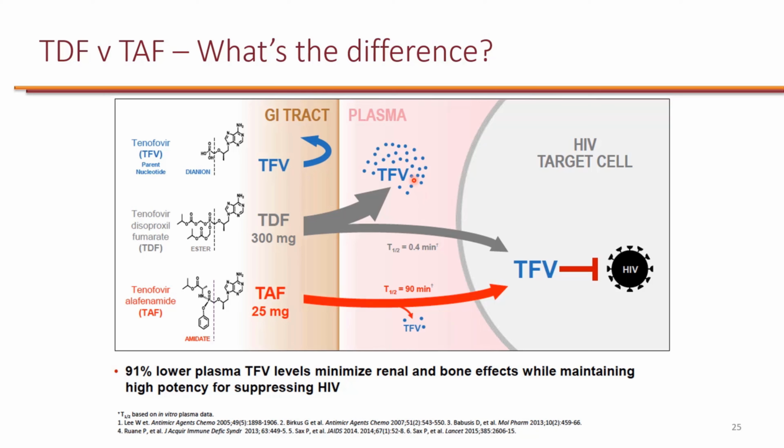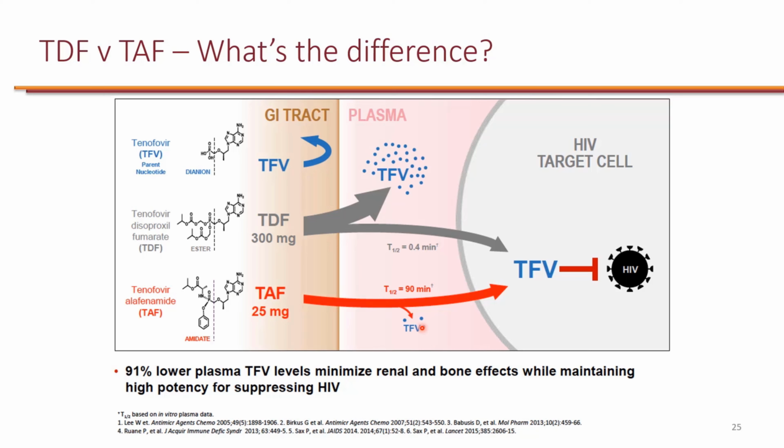So we came up with TAF, which is a different salt form. So it actually absorbs. So when you take this orally in the GI tract, it gets absorbed. Now majority of this goes into the target cell, so you get the same amount in the CD4 where you actually need it, and then a tiny portion of it stays in the blood where it's gonna go to the kidneys and it's gonna go to the bones and it's gonna cause some toxicity.